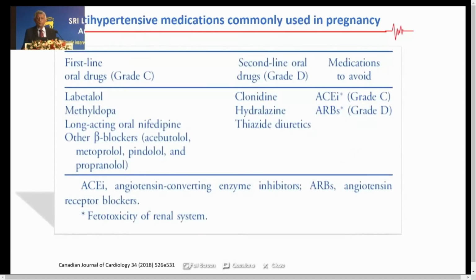Medication-wise, the rule is you have to use medications which have been used in hypertension for a long period of time, that is time-tested medications. Those are labetalol, methyldopa, long-acting oral nifedipine, and other beta blockers like acebutolol, metoprolol, pindolol, and propranolol. All these medicines have been in the market for a very long period of time, and they have not been shown to cause any fetal or maternal problems in most of the patients. As second line, if you can't control the blood pressure, you can use clonidine, hydralazine, and thiazide diuretics. ACE inhibitors and ARBs are contraindicated because they can cause fetotoxicity and renal problems.